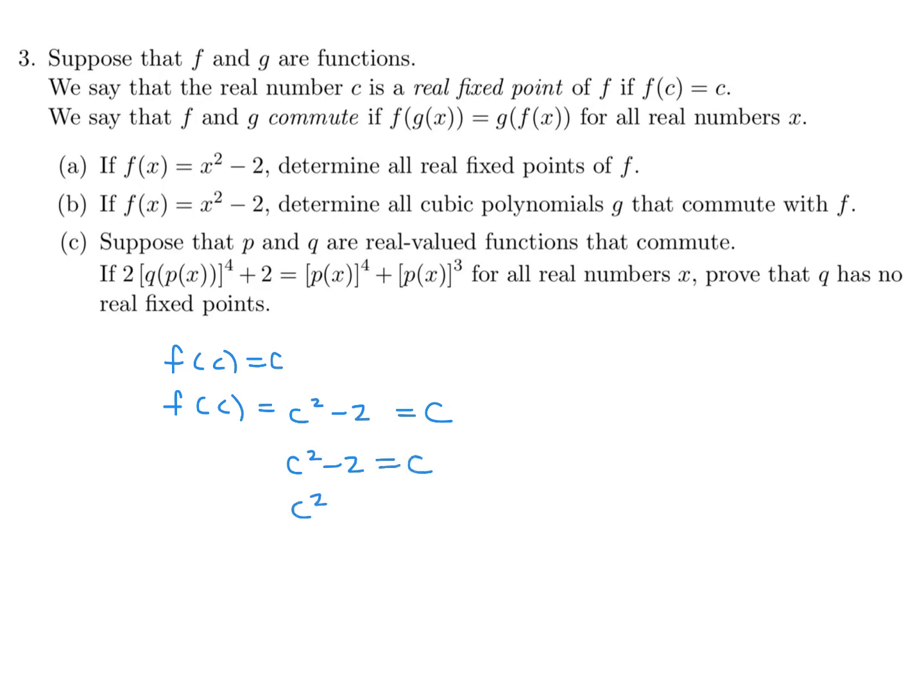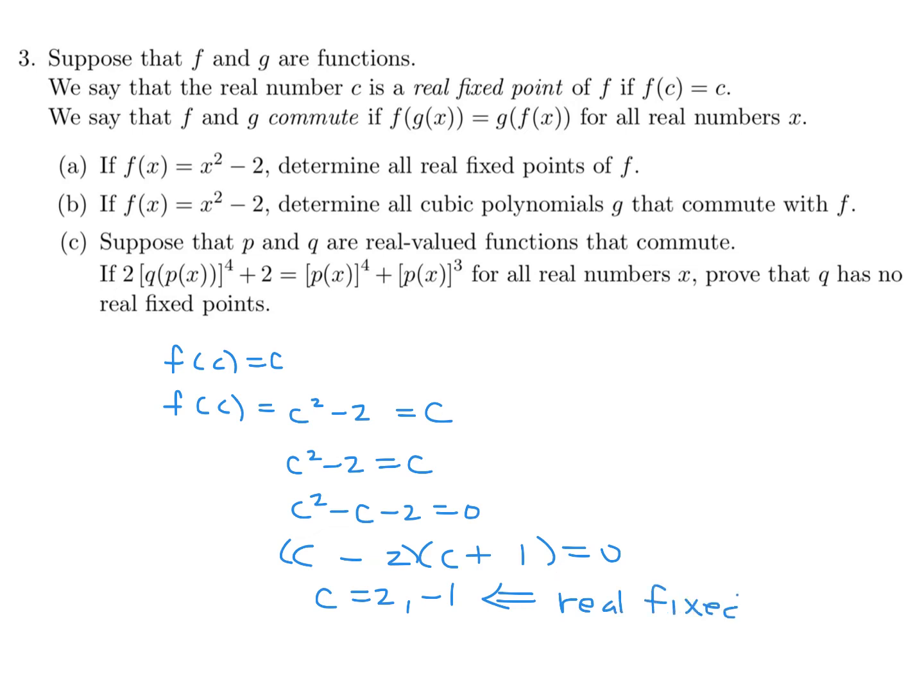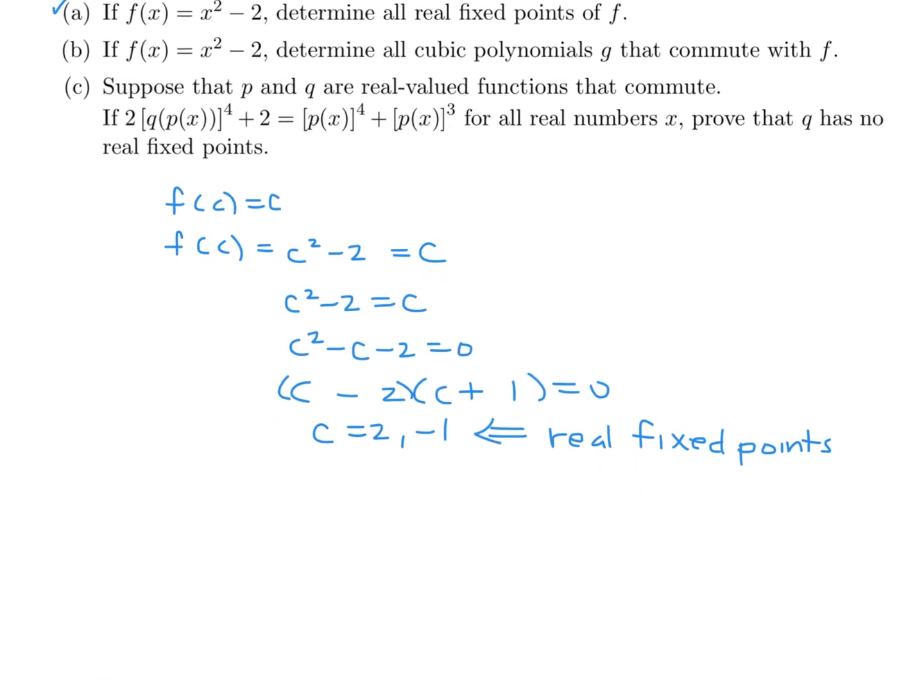Put everything on one side. c squared minus c minus 2 is equal to 0. And I think this factors pretty well. So therefore c is equal to 2 or negative 1. And these, by definition, are the real fixed points. And that's it for part A. Move up to part B.